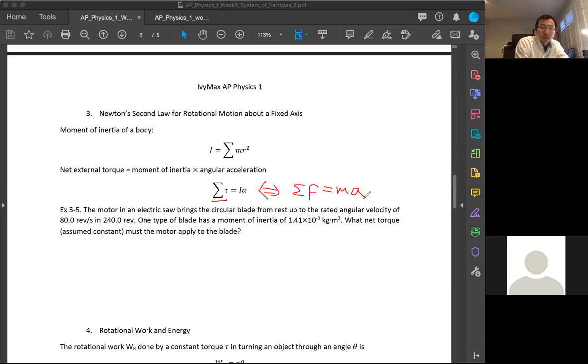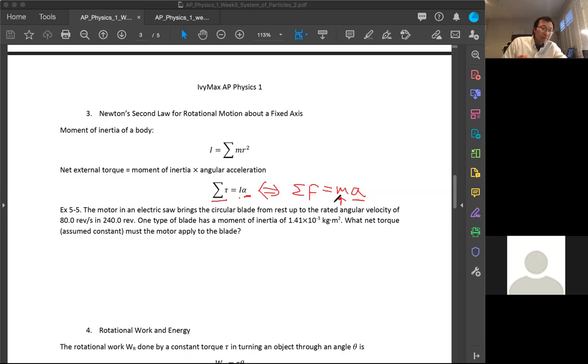And the linear acceleration is comparable to the angular acceleration, and the I, the moment of inertia, is comparable to the mass. So this also helps you understand what mass is. Mass is the characteristic that determines how easy or how hard it is to change an object's original state of motion. So if a mass is large, it's a little bit harder to change its state of motion.